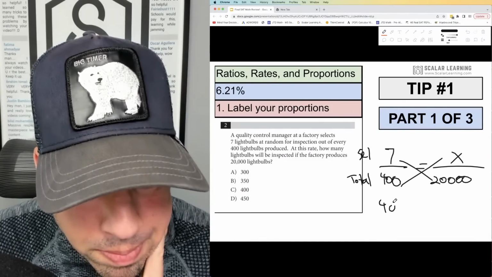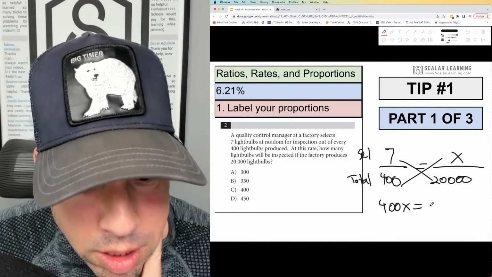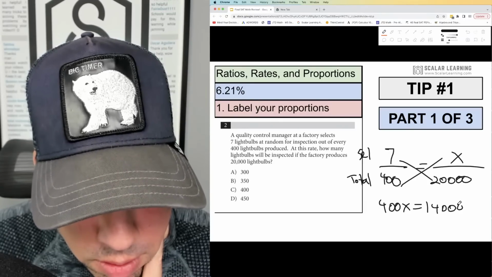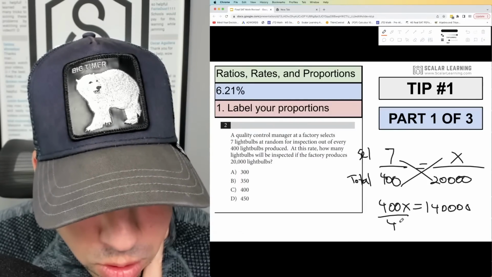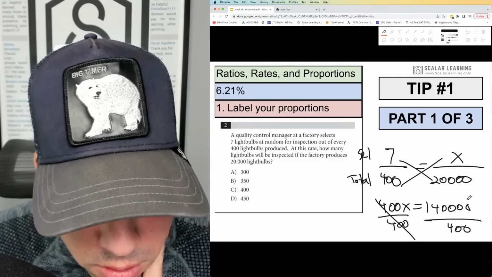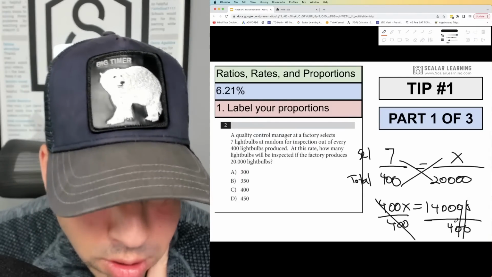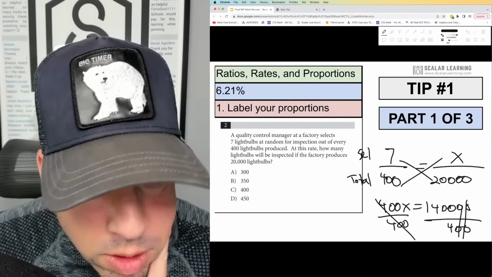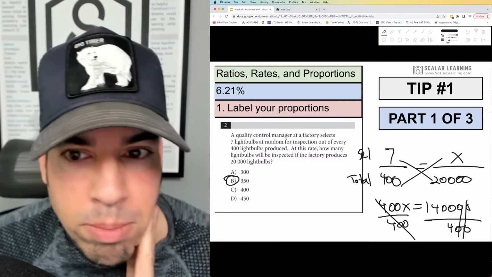Cross multiply, equals 140,000. Divide by 400. You see? Like this. Cancel out those zeros. So it ends up being 1,400 divided by 4. So that is 350. Boom, done.